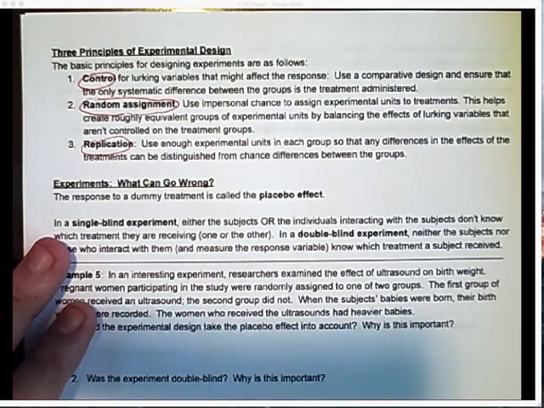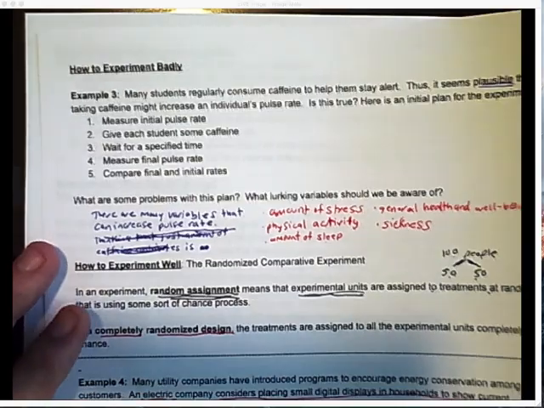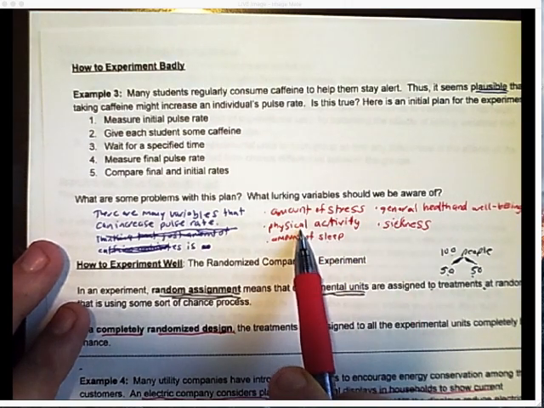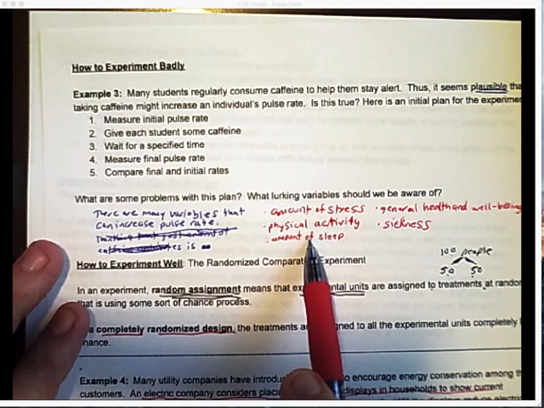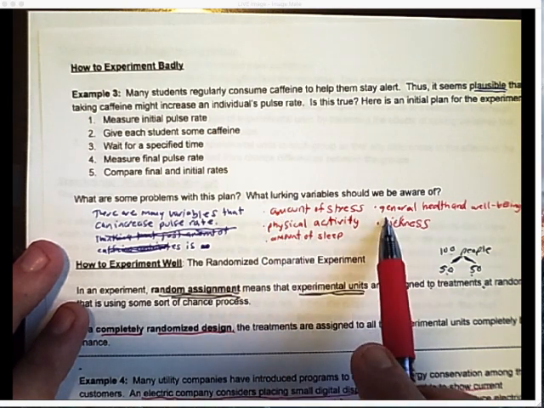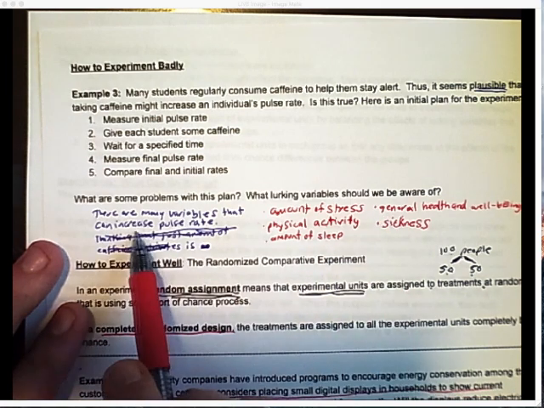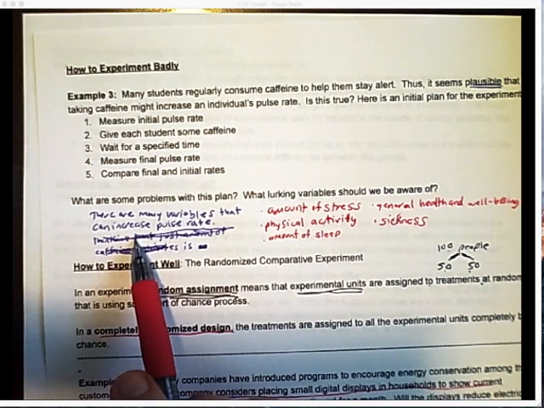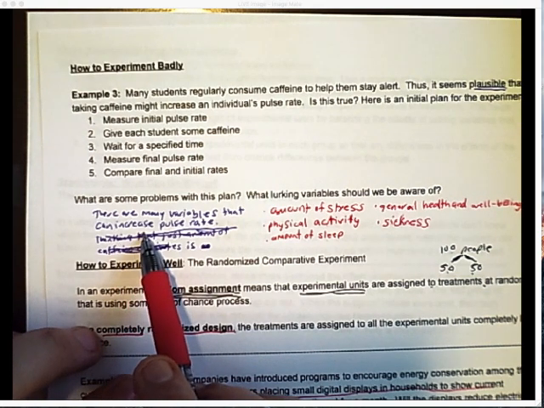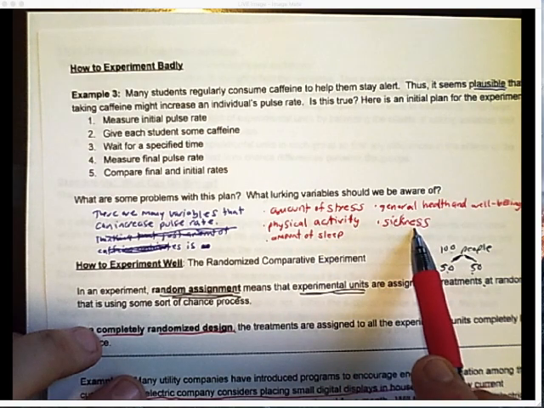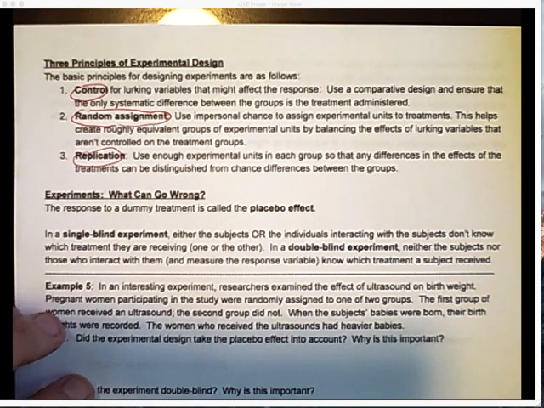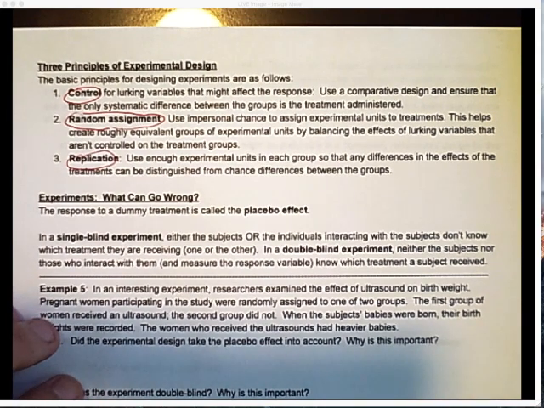So going back to that first example from the previous page, all of these things are just 5 things I thought of that can affect pulse rate. We would have to control for these. We would have to make sure everyone participating had about equal amounts of these things. At least that way, we can say with more confidence that caffeine is affecting people if we control for these things. So we have to control for lurking variables. That's one principle. And you still might not get all the lurking variables.